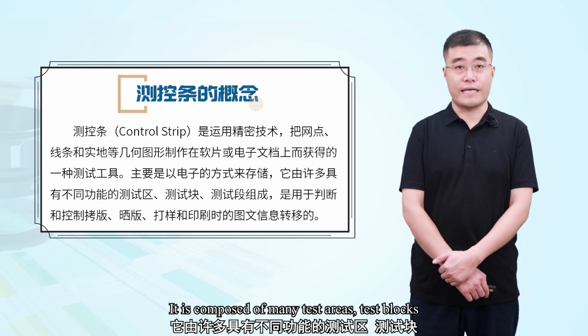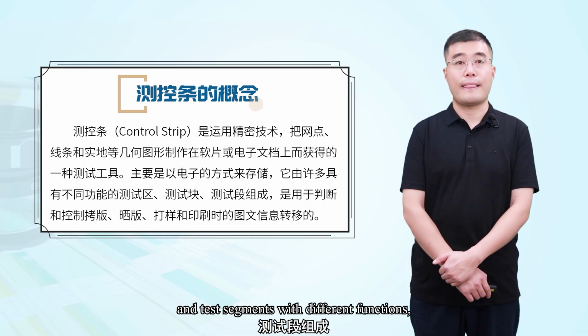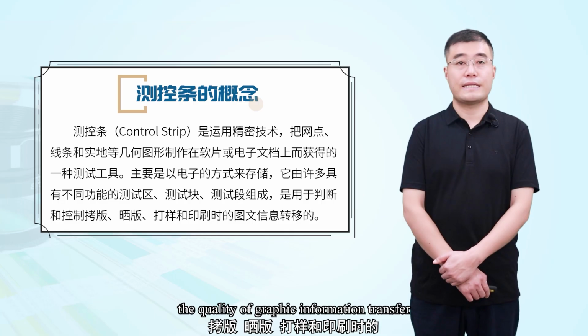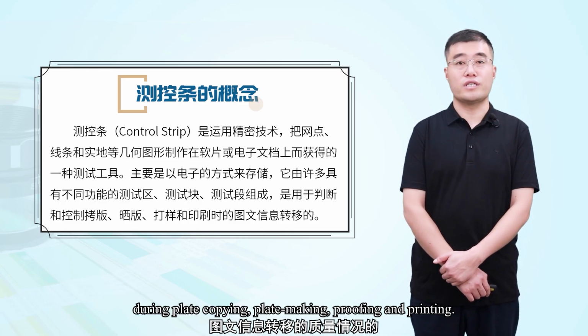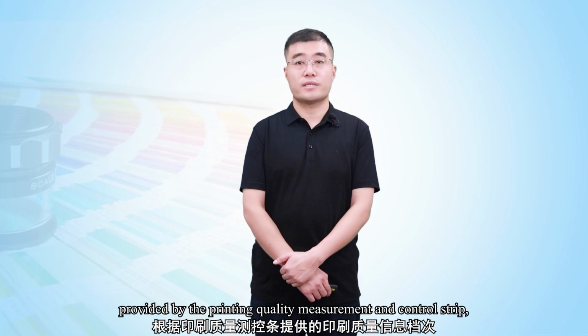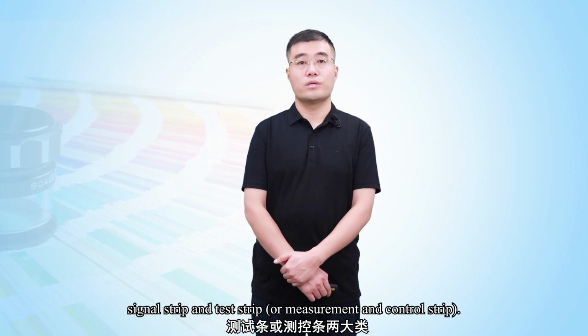It is composed of many test areas, test blocks, and test segments with different functions, and is used to judge and control the quality of graphic information transfer during plate copying, plate making, proofing, and printing. According to the grade of printing quality information provided by the printing quality measurement and control strip, we can divide it into two categories: signal strip and test strip, or measurement and control strip.